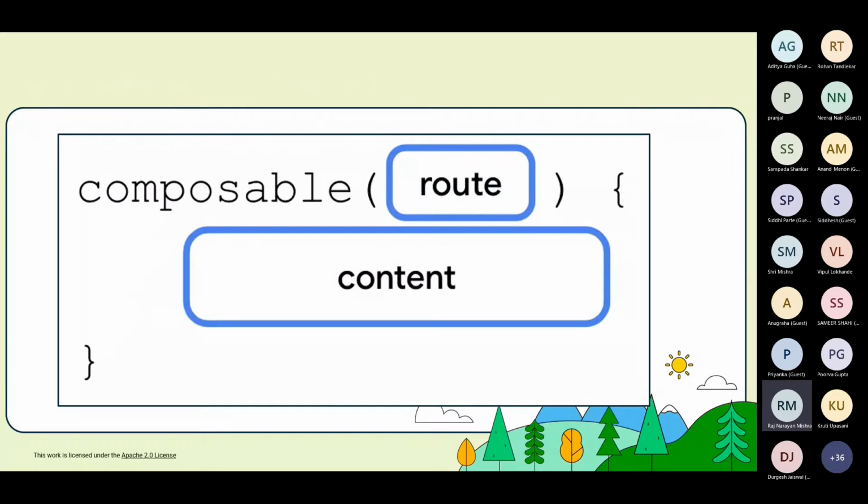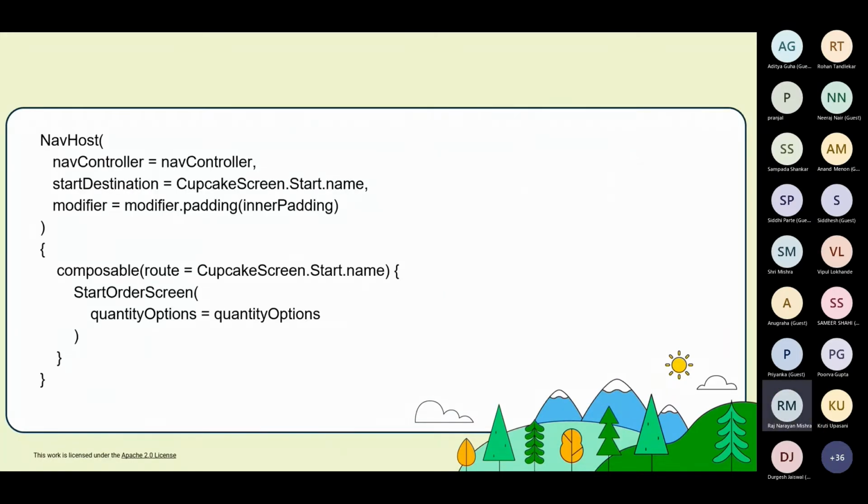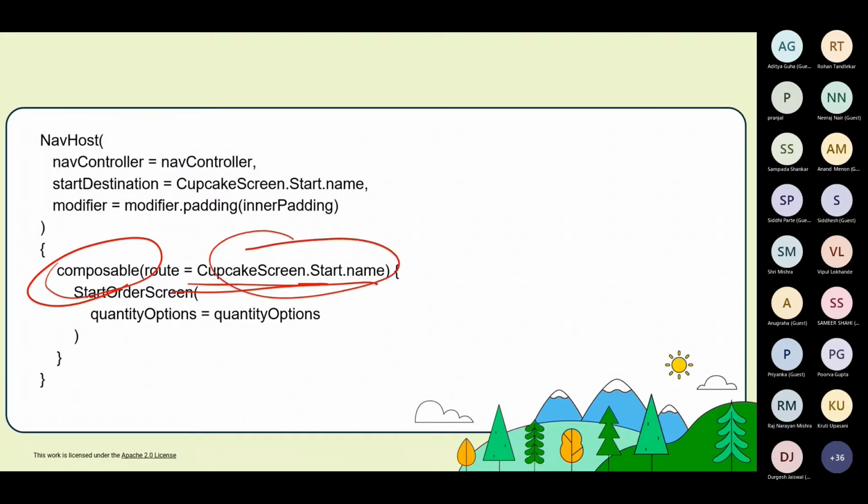Now this is the syntax for your composable route, like composable name, then your route variable, and then the content of the screen which you are going to connect. Now this is the snippet of the code showing where you are going to use it and what you are going to use. Now this is your composable function. The route is your start screen name, so your main screen will be opening. Now your order of the screen, your quantity and quantity options will be visible.